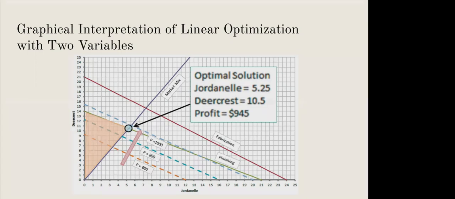The dotted lines that you see represent different values for the profit equation, equaling $600, $800, and $1,000 from bottom to top. This shows that the maximum profit of $945 is somewhere between $800 and $1,000.